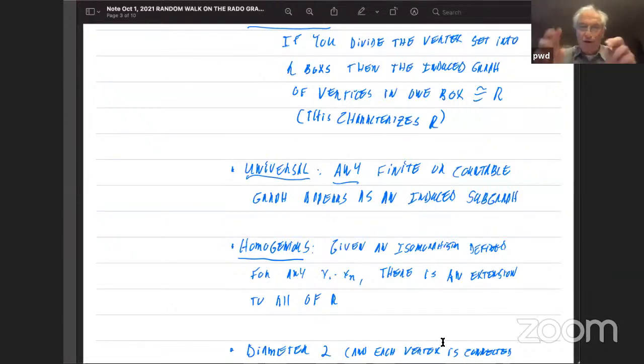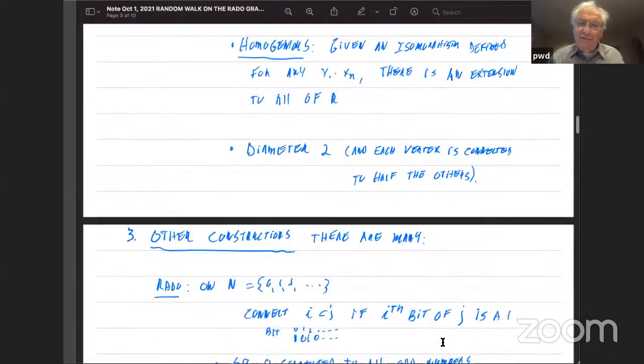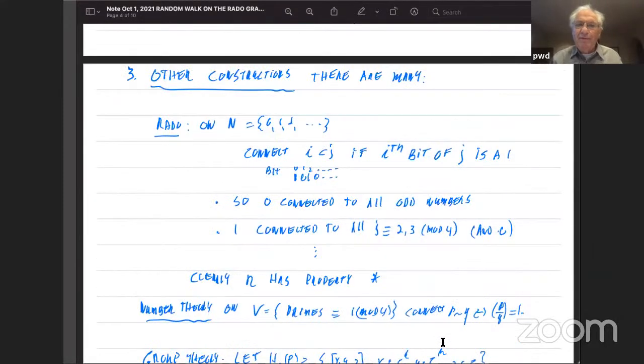The size of the symmetry group is 2 to the alpha naught, and it's a simple group. Just for what's coming, this graph has diameter 2, because given any two points, I can certainly find another point which is adjacent to both of them. And each vertex is connected to about half the others. So it's a very, very interconnected graph. It has other properties which are coming. I built it by probability, but there are many, many other constructions.